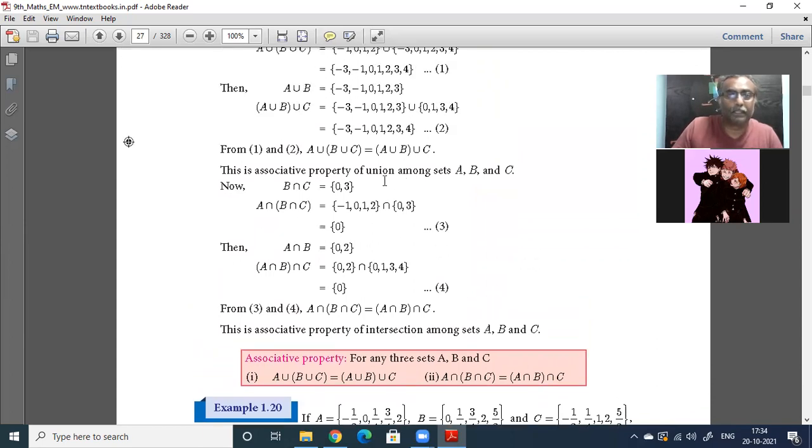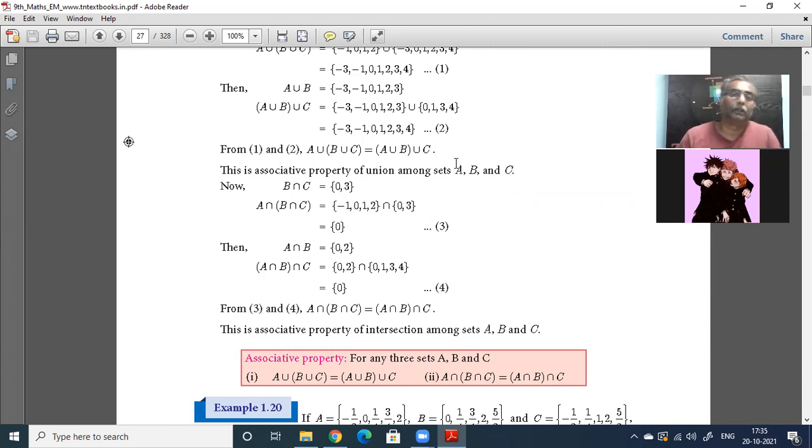Where we have that example, this one is that example. Can you see this one in blue? I have highlighted it. In that case, this is the associative property for union. The associative property is true for the union of three sets. Okay, like that.